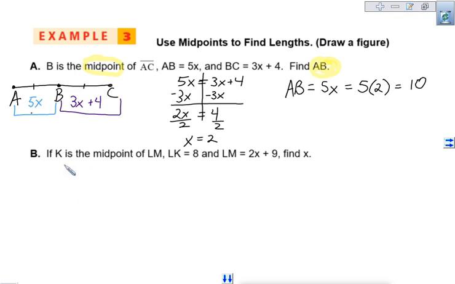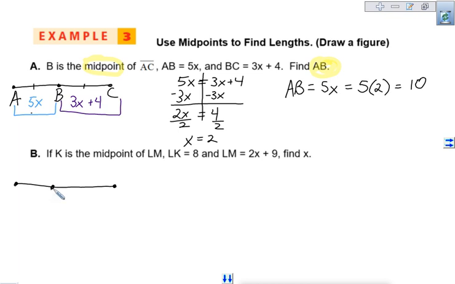Our next one, if point K is the midpoint of segment LM, LK equals 8 and LM equals 2x plus 9, find x. What do we need to do first? For those of you who are telling me to set up an equation, I do not recommend doing that. You need to make sure that you are drawing your figure. And what should we be drawing? We should be drawing a segment.